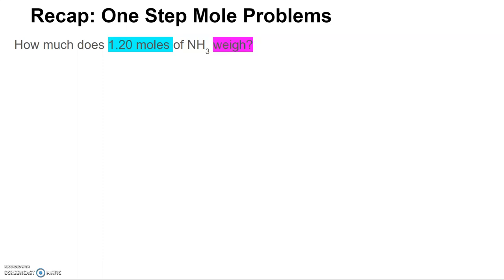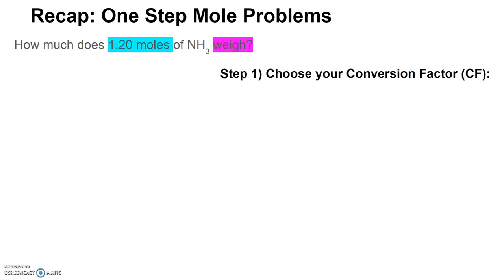An example of a one-step mole conversion problem would be this one here. How much does 1.20 moles of NH3 weigh? To tackle a problem like this, we're trying to figure out how much that amount of NH3 weighs. We need to convert from the moles to the mass. And the first thing we do is choose our conversion factor. So we know we're trying to go from moles to mass.